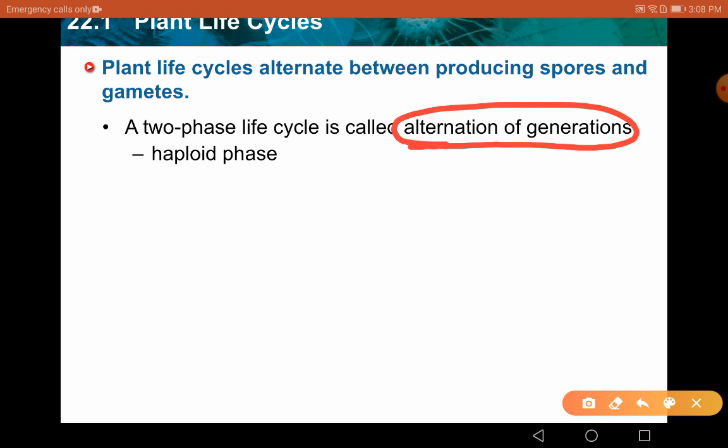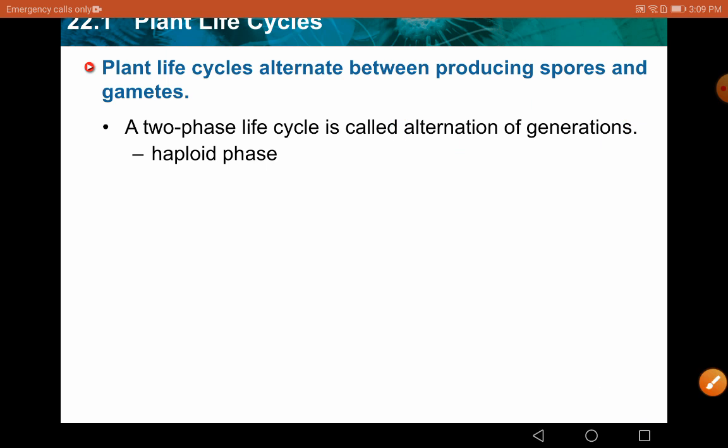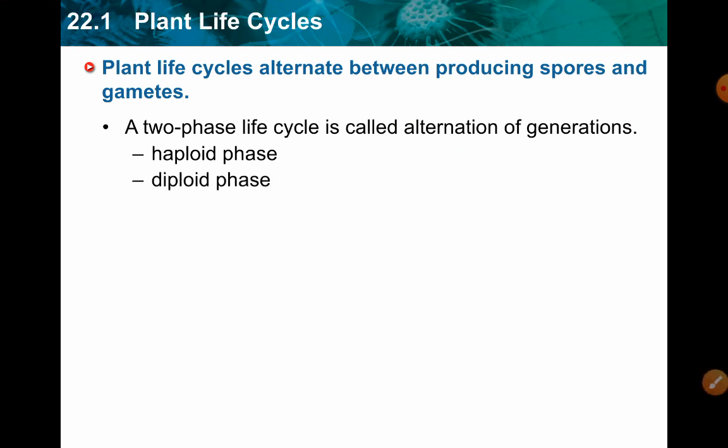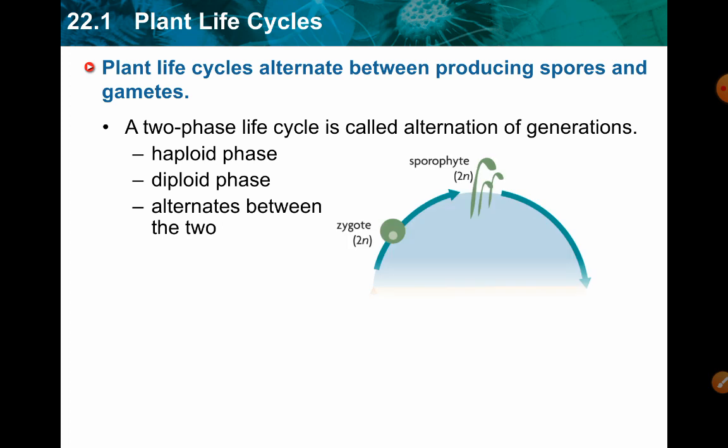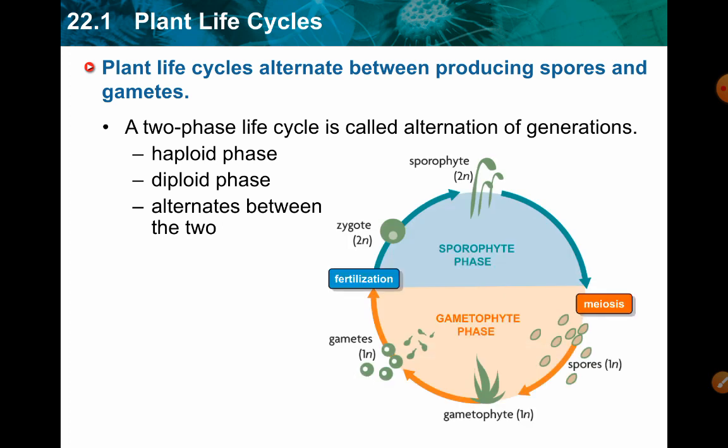The scientific term alternation of generations means alternating between two phases, which are, remind me please. Yes, the first one is the sporophyte phase, and the second one is the gametophyte phase. So, alternation of generations means alternating between two different phases. Also we can say that they are the haploid phase and the diploid phase, and the plant life cycle alternates between these two.